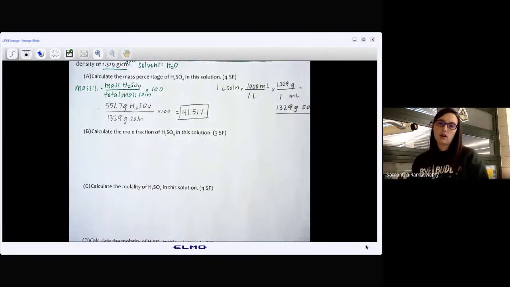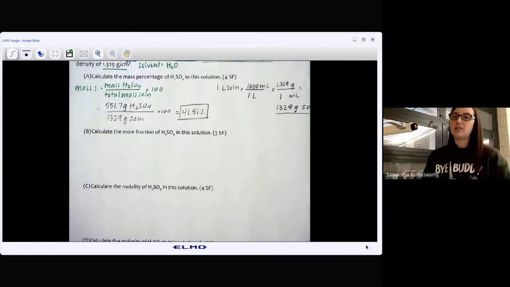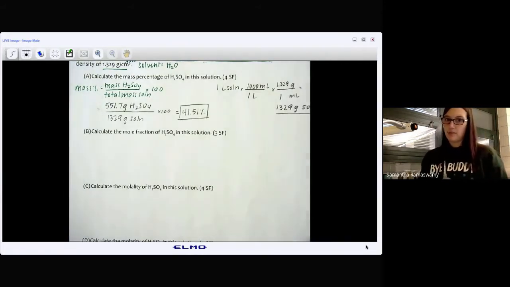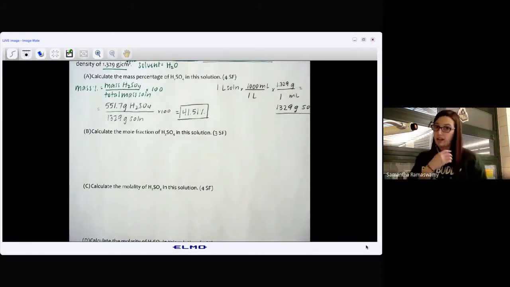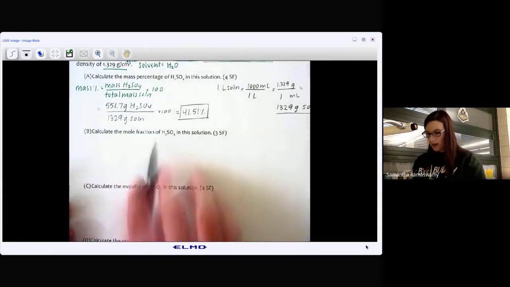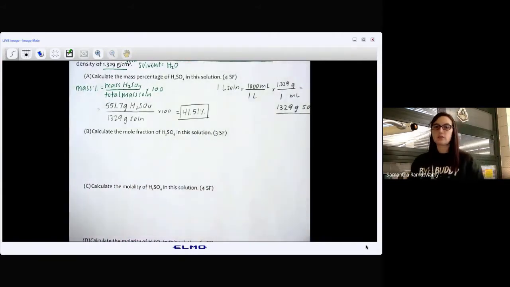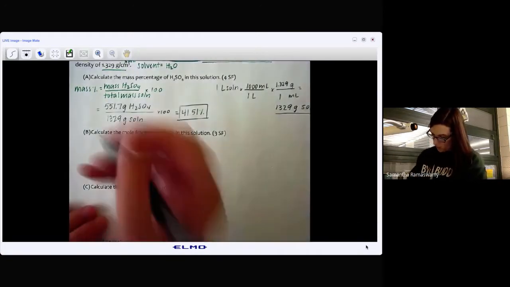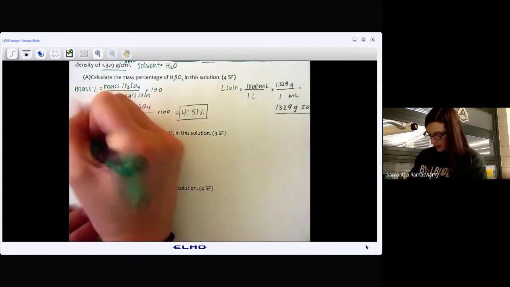I will tell you on a lot of the mastering questions, it's not just an outright, here's grams, solve. You might need to solve for grams, but you're using molarity. So you have to solve for moles and then grams. There's a lot of conversions that you have to do for this mastering. But that's how it is for AP. So for part B, calculate the mole fraction of H2SO4 in this solution. So mole fraction is represented by a capital X.